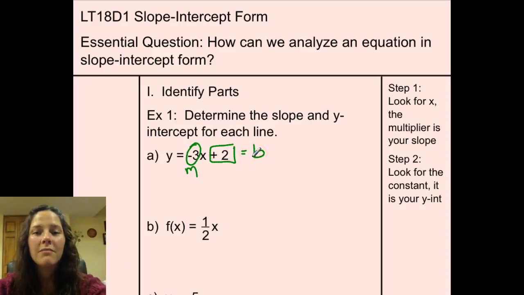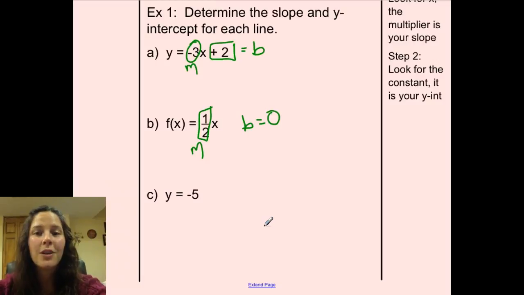Looking at example B, we have something being multiplied by the x, so we have a slope of 1/2, but we're not adding or subtracting anything. In this case, our y-intercept, or our b value, would be 0, because adding or subtracting 0 doesn't change the equation of the line. C is unique in the other way. We don't have anything times x, so our slope is 0, but we have a constant, or a value that's not being multiplied by the x, so that's our y-intercept.